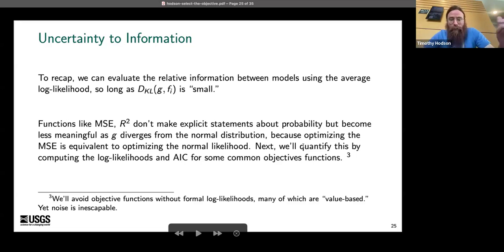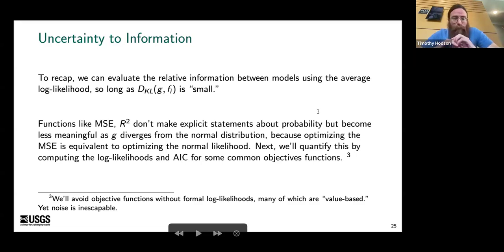Functions like mean squared error and R squared don't make explicit statements, but become less meaningful as g, our empirical distribution, diverges from the normal distribution. Every statistics textbook will tell you this about them. I think it's too often forgotten in papers in health science, but that's because when we optimize on mean squared error, that's equivalent to optimizing on the normal likelihood. We'll show that next. We'll show how to compute the log likelihoods and the AICs of several common objectives.